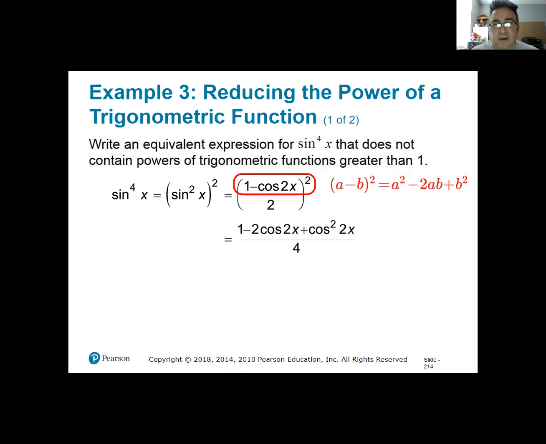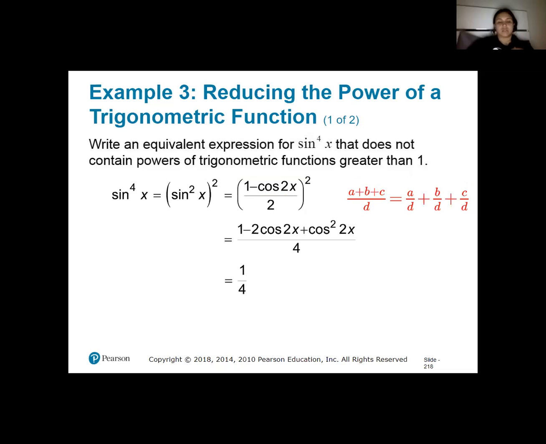Now I can split these apart. I also remember that when I had stuff like a plus b plus c over d, I could split them up as separate fractions. So the first one's going to be 1 over 4. And then negative 2 cosine 2x over 4. And that 2 over 4 is going to reduce to 1 over 2. So it's going to be minus 1 over 2 cosine of 2x. And then the last one's going to be cosine squared of 2x over 4, or 1/4 that.